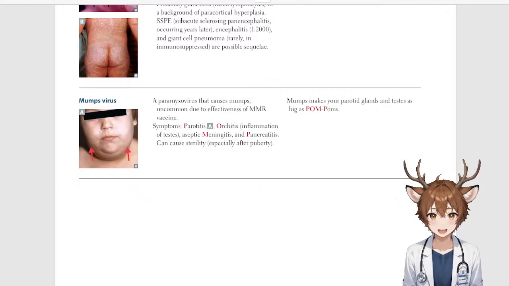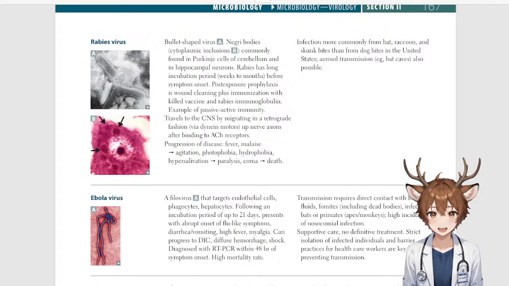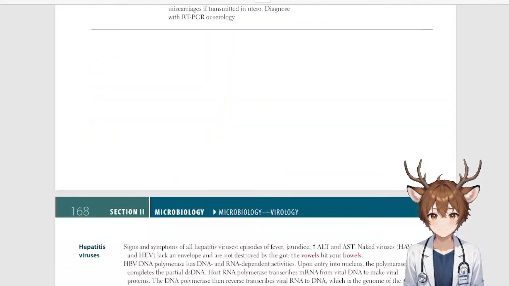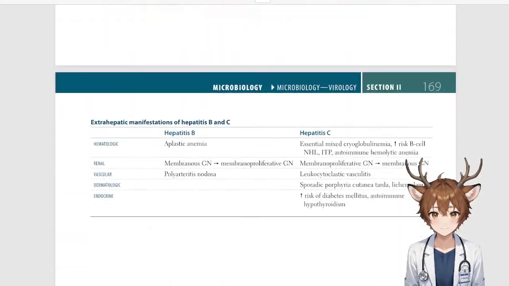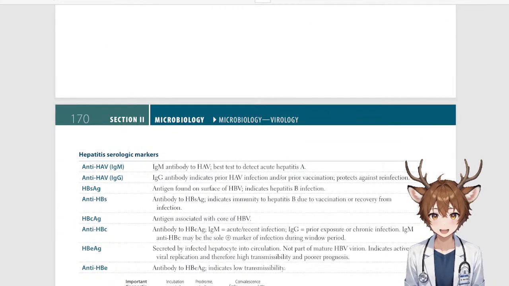Now we're going to go into arboviruses. Remember, arboviruses are arthropod-borne. So we're talking about chikungunya and dengue, so I don't know where we have that.